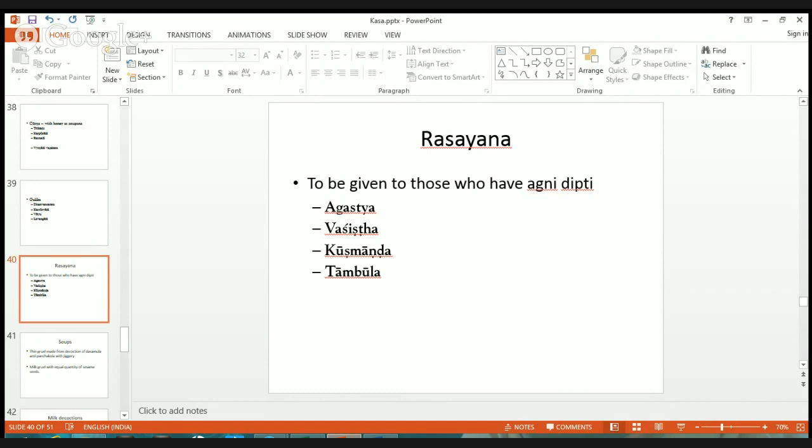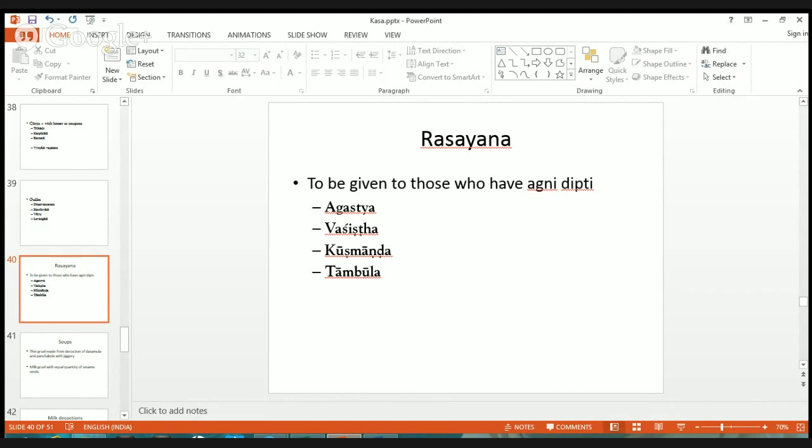Kushmanda rasayana especially has a very strong supportive effect on the renal system as well as the development of intellectual ability. So if there is associated renal involvement, and especially in children for developing their intellectual capacity, Kushmanda rasayana can be given. It can support the respiratory system as well.